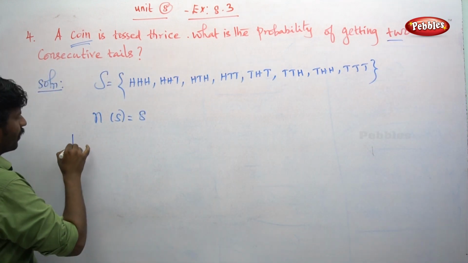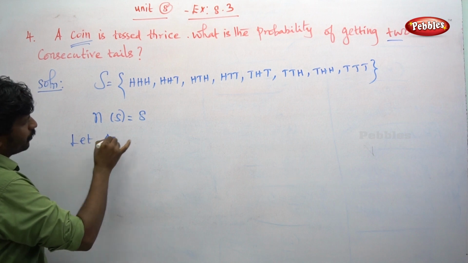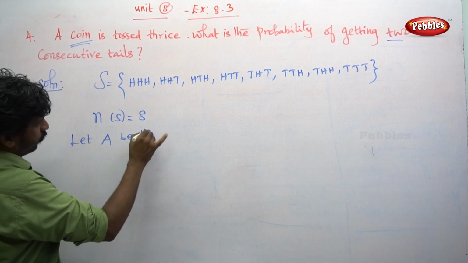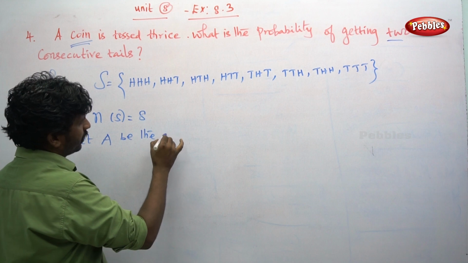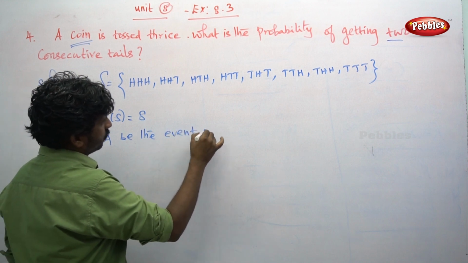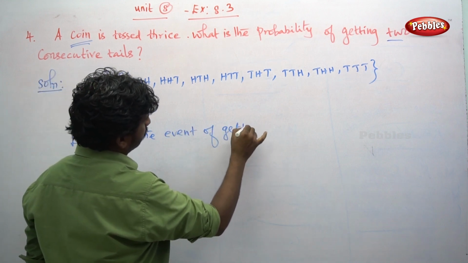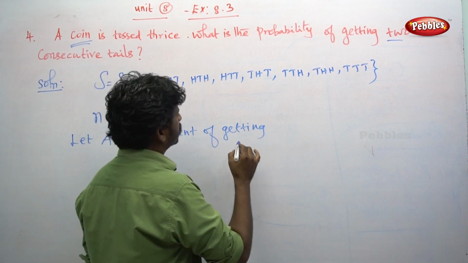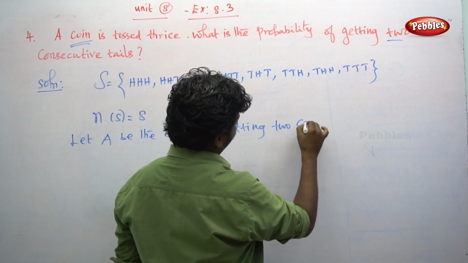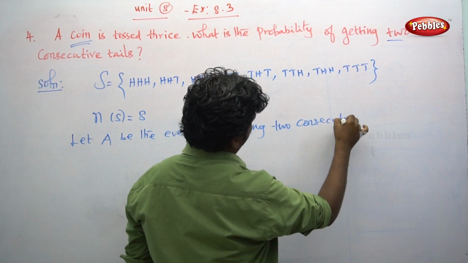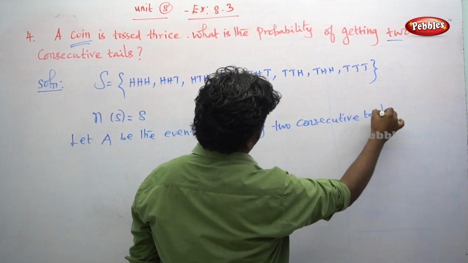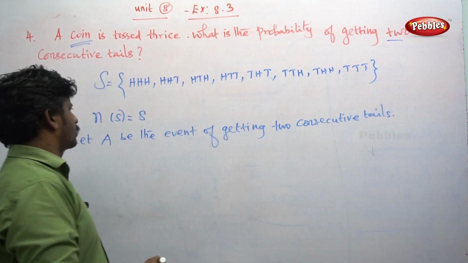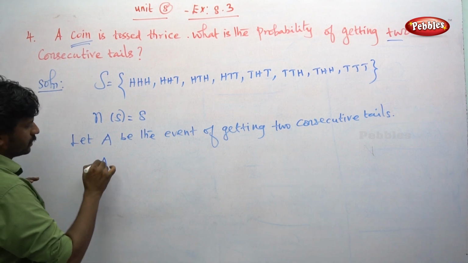Now, the question: what is the probability of getting 2 consecutive tails? Let A be the event of getting 2 consecutive tails. We give a name to the event. Right? So, there is a set with 2 tails.